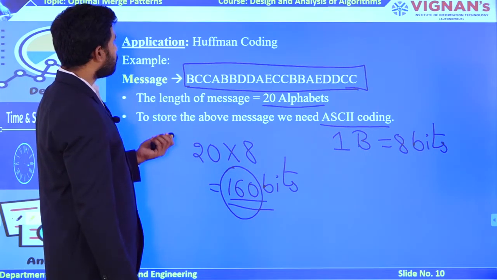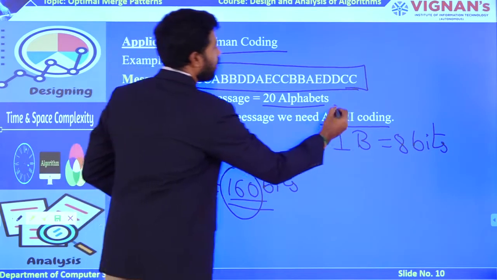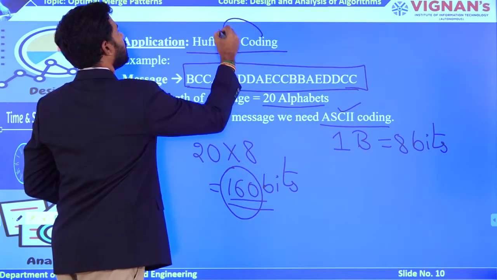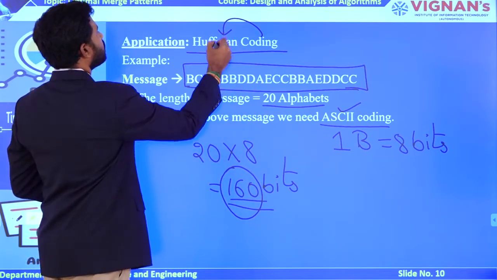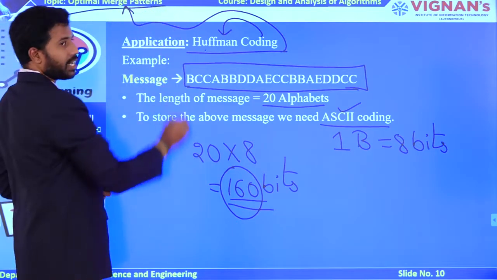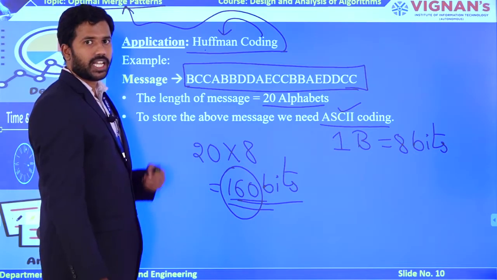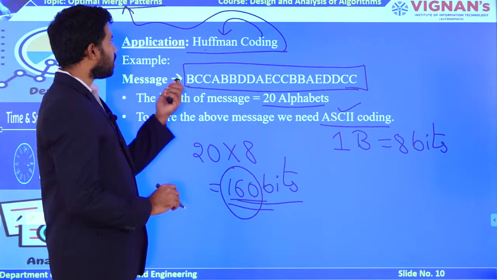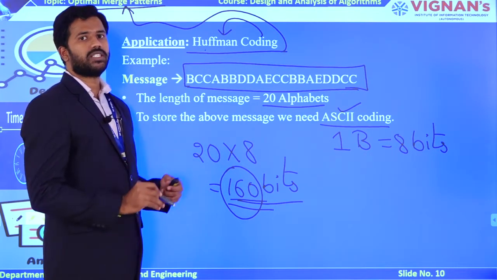Okay, now let us observe this Huffman coding. In this Huffman coding, instead of following the ASCII coding, I am going to follow a coding which will be given by Huffman. Let us observe how this Huffman coding is associated with optimal merge patterns to reduce the size of the merged file. That is my task now. In the previous discussion, we have seen how to merge the files only. Now we will see an application, Huffman coding, to reduce the size of the merged file.